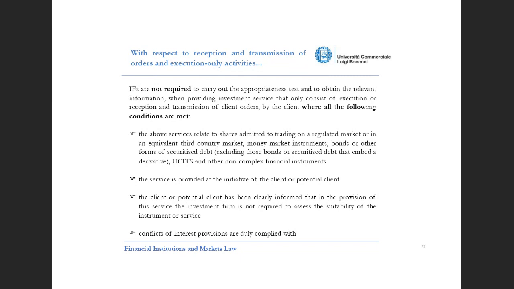But you can even disapply appropriateness when further conditions are met. Now, the most important one is the one that you see in the first paragraph. This one is the most important one, because you can disapply appropriateness particularly when the transaction refers to some specific financial instruments. And MiFID gives you a list. And we say that, just to simplify something which turns out to be a little bit tricky, we say that these are plain vanilla, non-complex financial instruments.